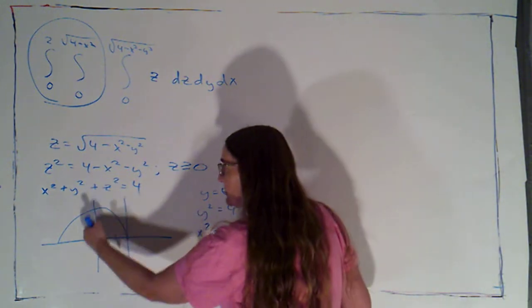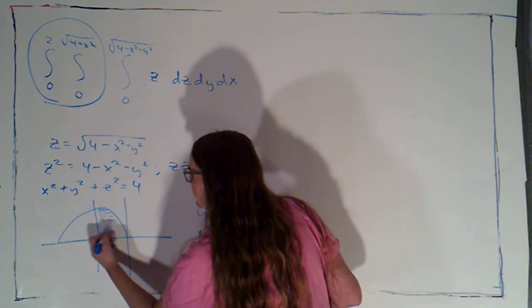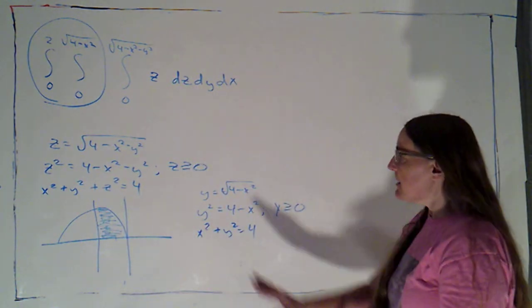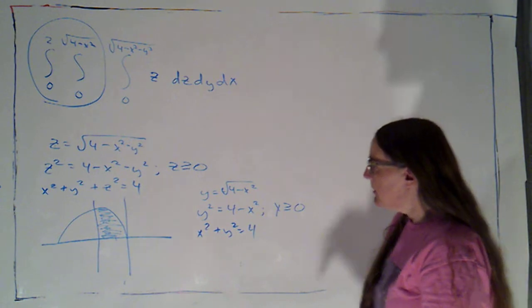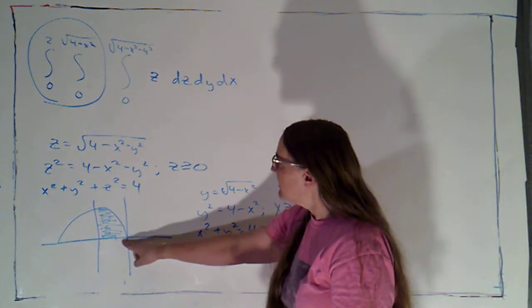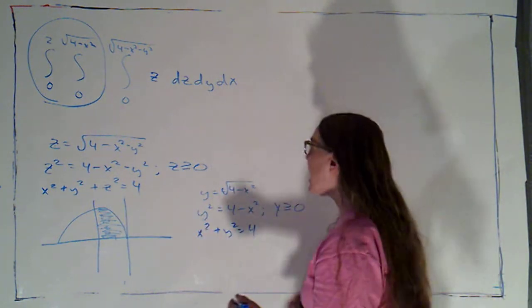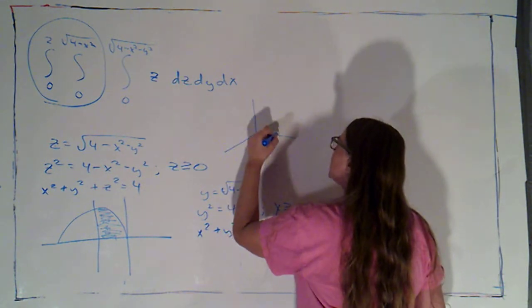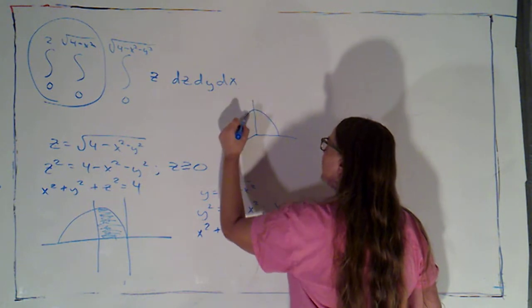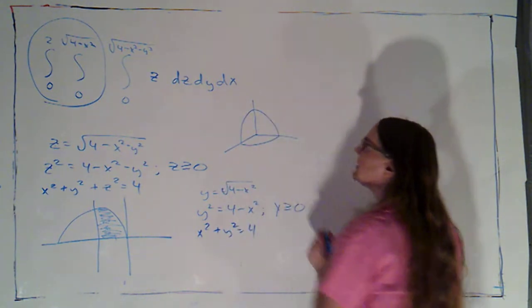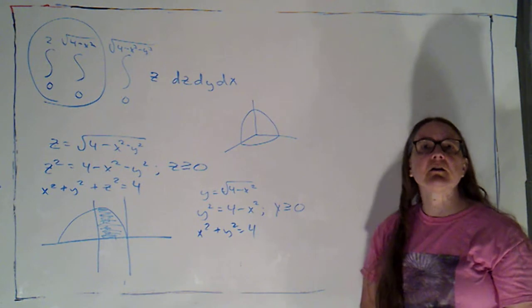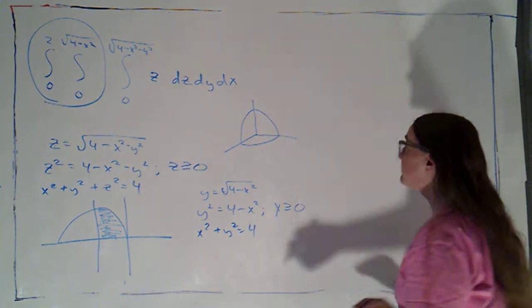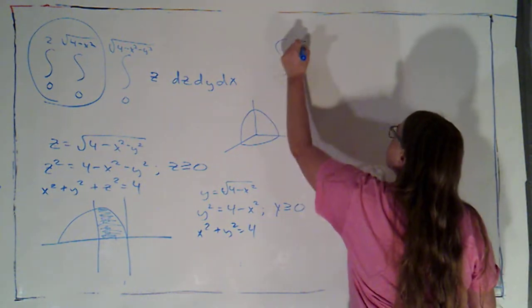I just want the part between where x is 0 and where x is 2, so we're looking at this quarter disk. Now if I put all of the pieces together, we're looking at this quarter disk going up to the top part of the sphere of radius 2. So we're actually just looking at an eighth of a sphere, the portion of the sphere of radius 2 that lies in the first octant. So with that, let's set this up in cylindrical coordinates.